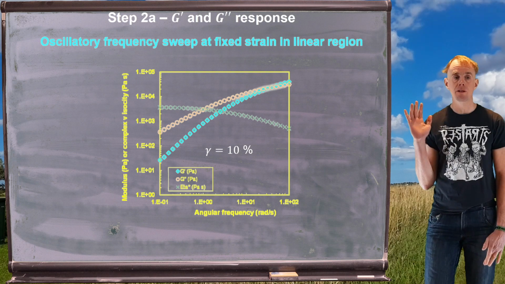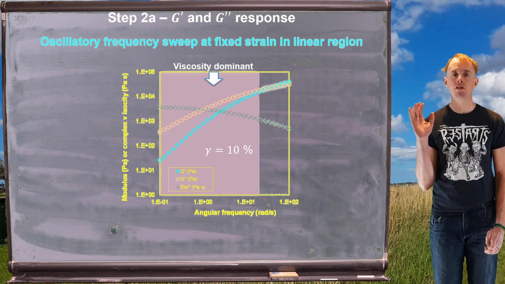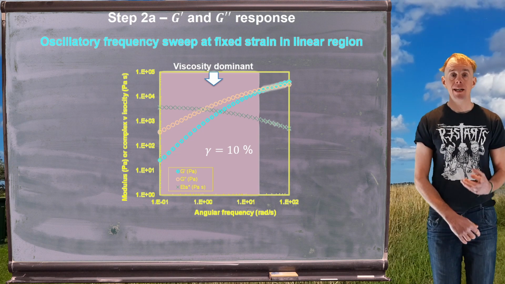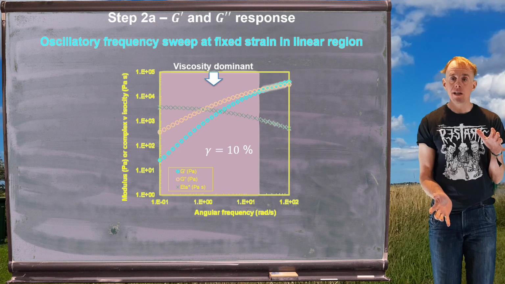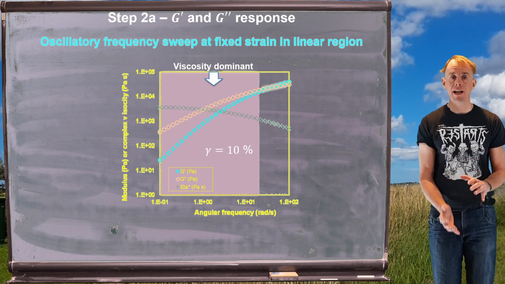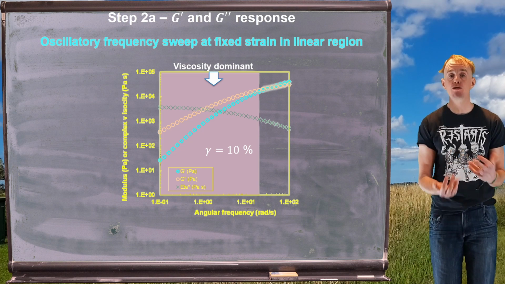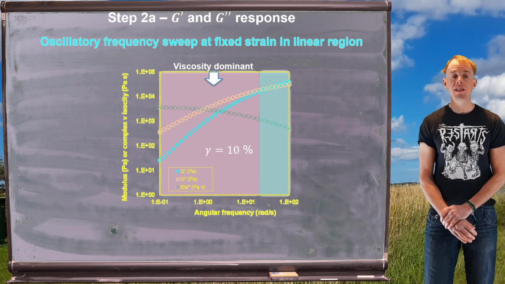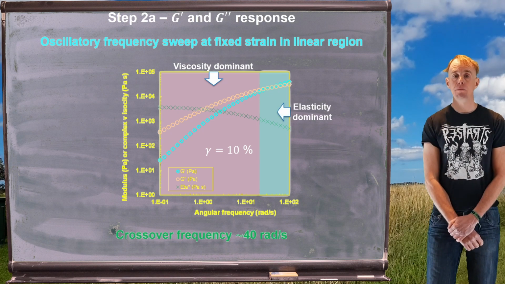In terms of the results on this plot, what we can see first of all is a region where viscosity dominates the response of the polymer. G double prime is greater than G prime. At low angular frequency, we can see that the viscous modulus, G double prime, is an order of magnitude greater than the elastic modulus. However, as we increase in frequency, the disparity between those two values narrows, and there's a region where the viscosity and the elasticity contribute equally to the polymer response. So what we see then is a crossover frequency and then an elastic dominated part of the polymer response.